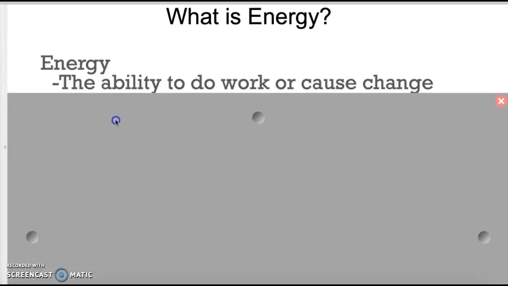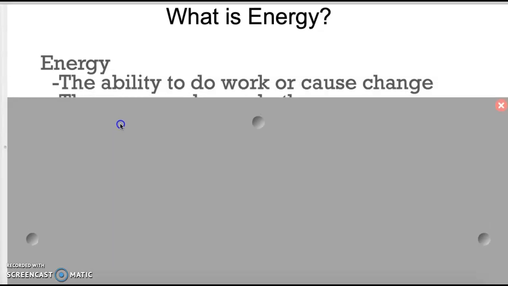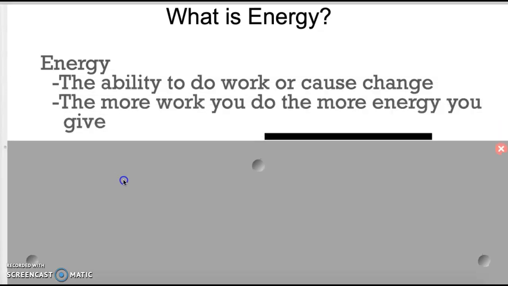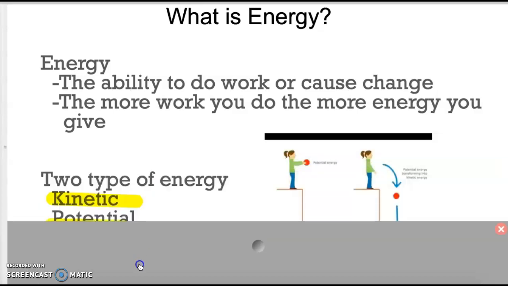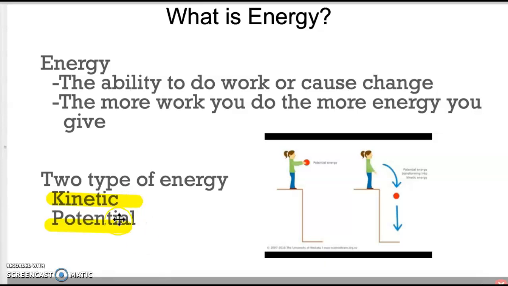So we're going to talk about what energy is first. Energy means it's the ability to do work or to cause change. So the more work you do, the more energy you're going to need in order to do that work. The two types of energy are called kinetic energy and potential energy.